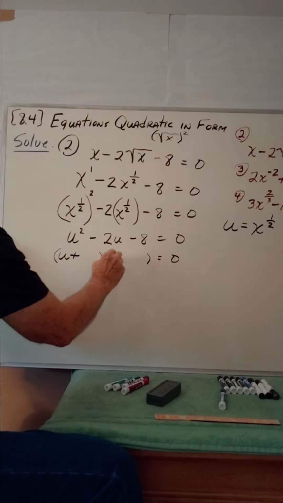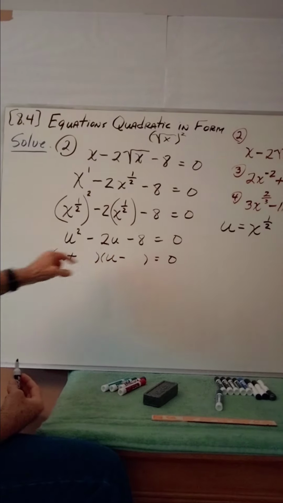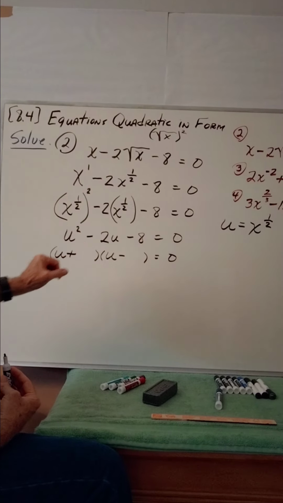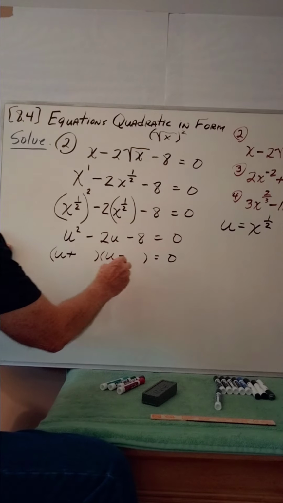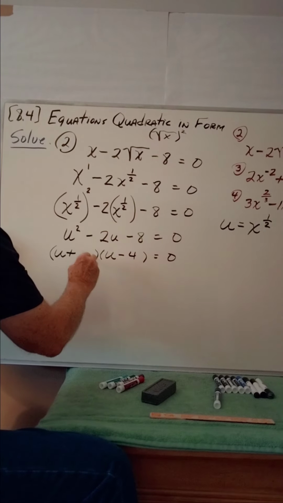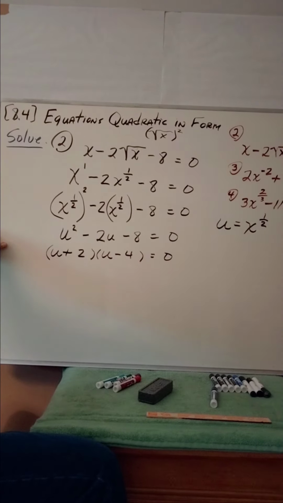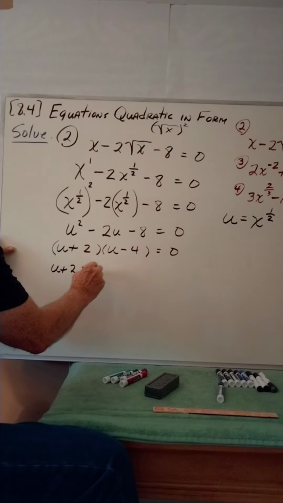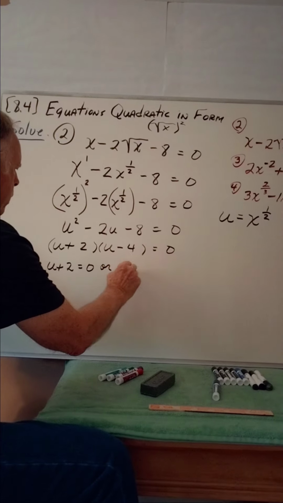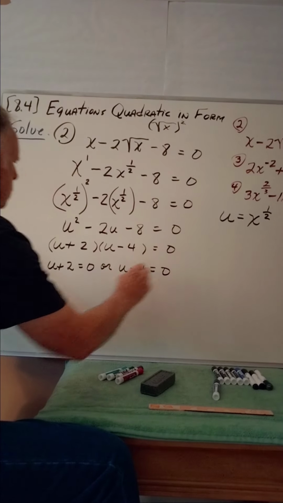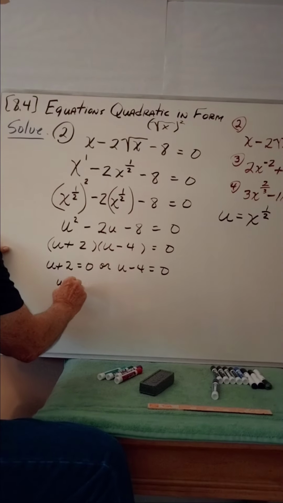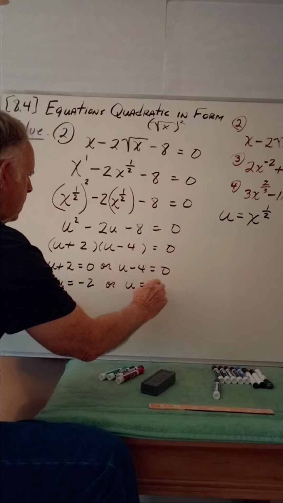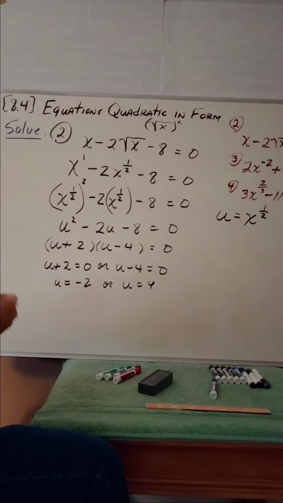U plus u minus. The factors of 8 that when subtracted give us 2 would have to be 4 and 2, with the 4 carrying the negative and the 2 carrying the positive. U plus 2 is equal to 0, or u minus 4 is equal to 0. U would be equal to -2, or u would be equal to +4.